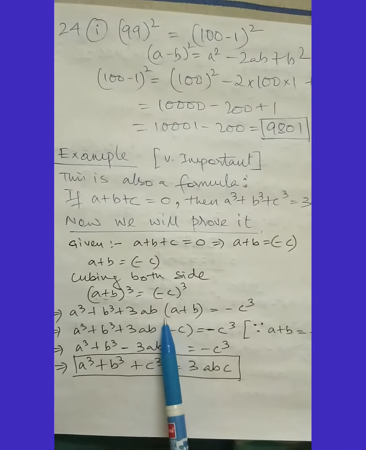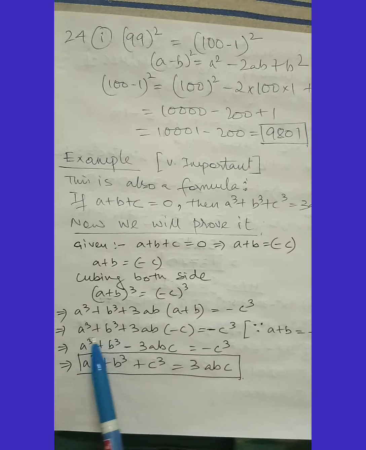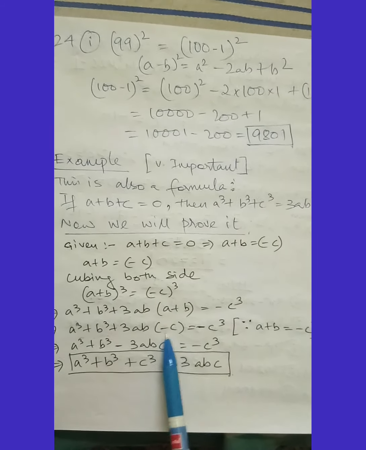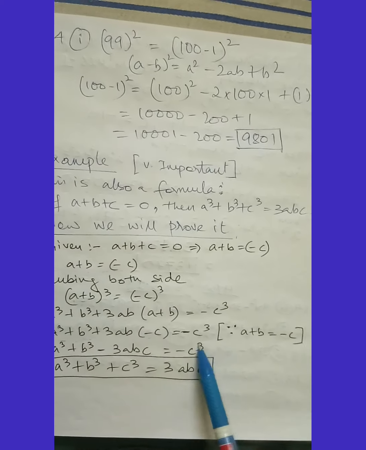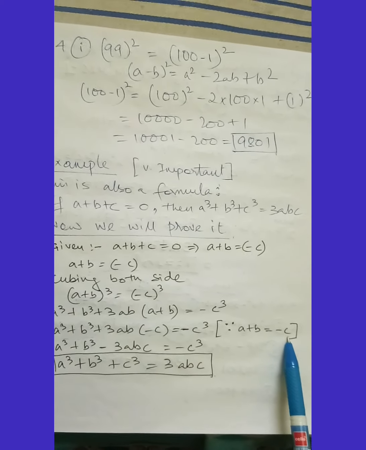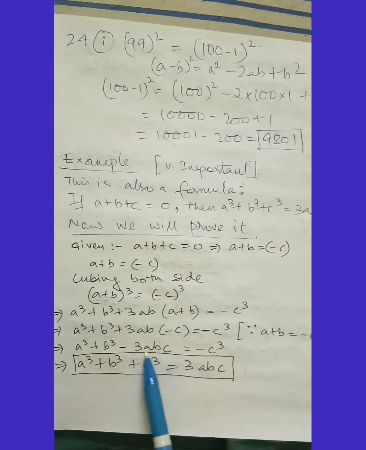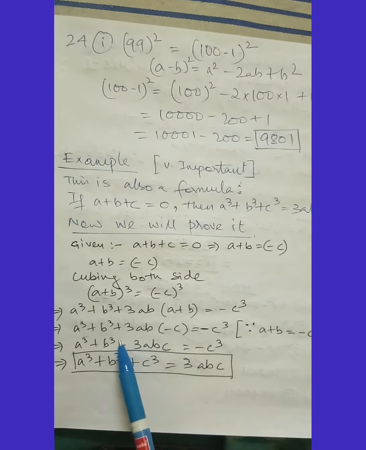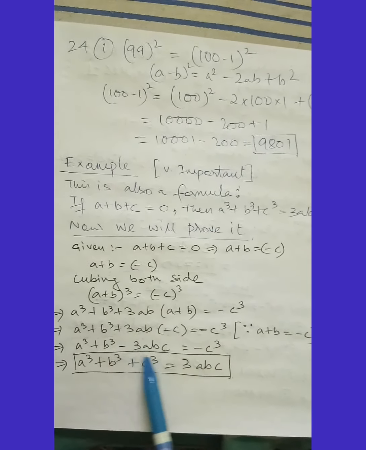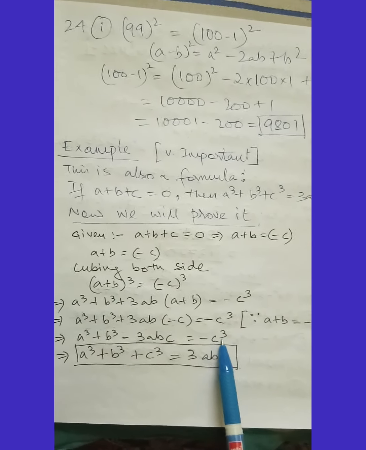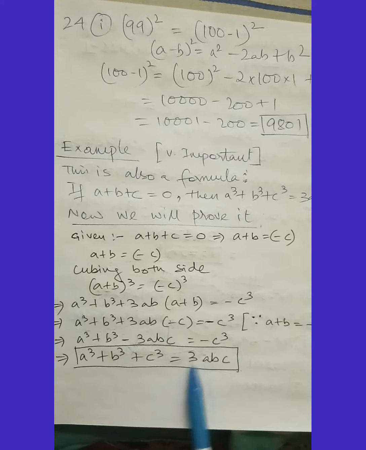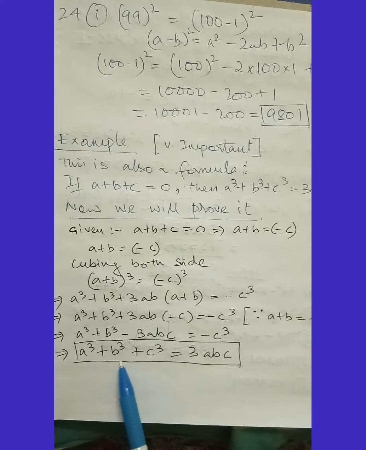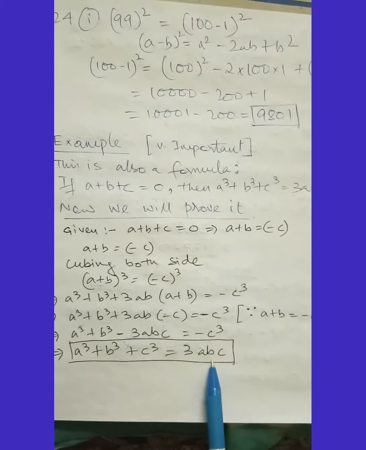Now in the second step, in place of a plus b I have written minus c. Why? Because we know a plus b equals minus c, and here also I have written the same thing. Now put the value, and we see that minus 3abc is coming, since plus into minus will be minus. Now take minus c cube to the left hand side and this one to the right hand side. See, now the value is coming a cube plus b cube plus c cube equals 3abc.